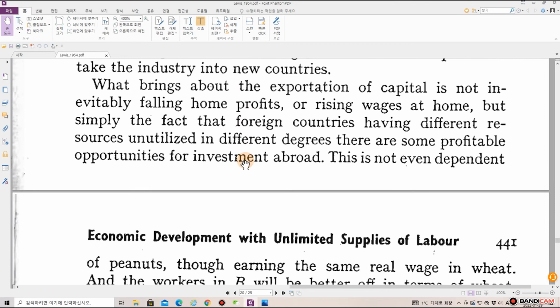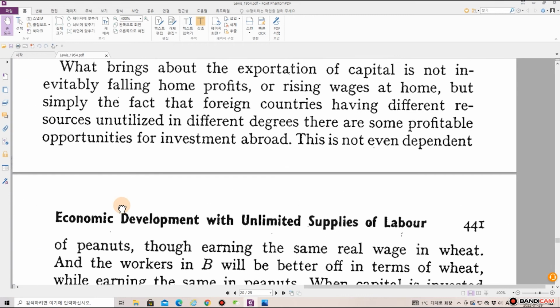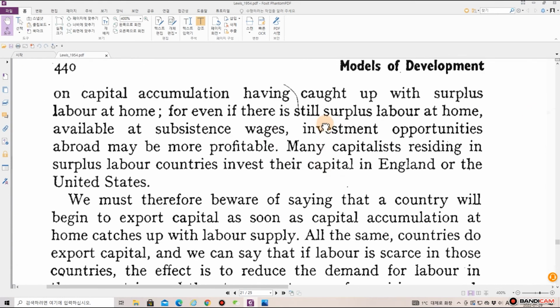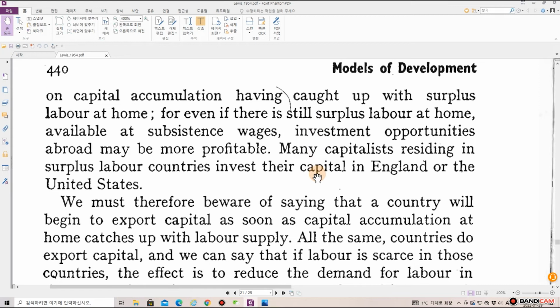What brings about the exportation of capital is not inevitably falling home profits or rising wages at home, but simply the fact that foreign countries having different resources unutilized in different degrees, there are some profitable opportunities for investment abroad. This is not even dependent on capital accumulation having caught up with surplus labor at home.